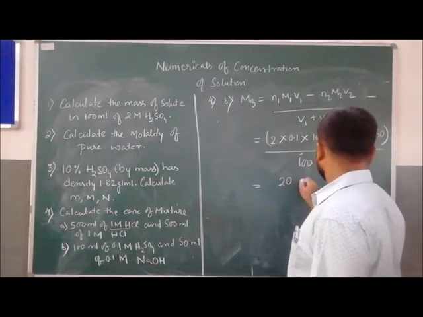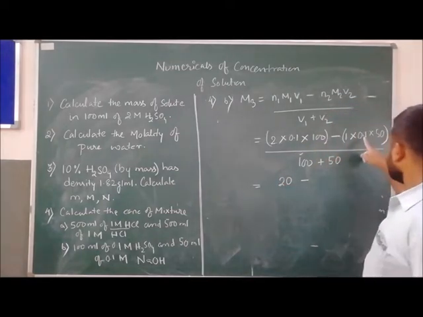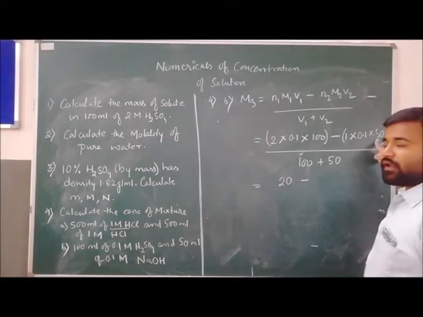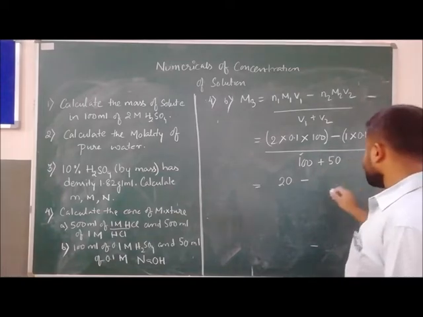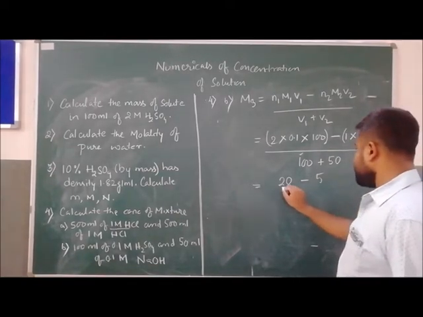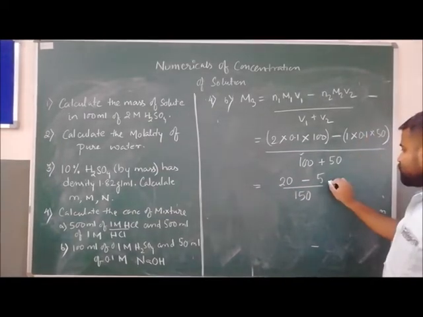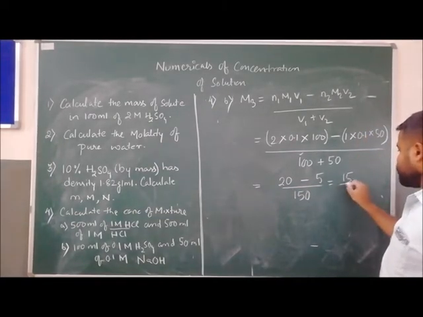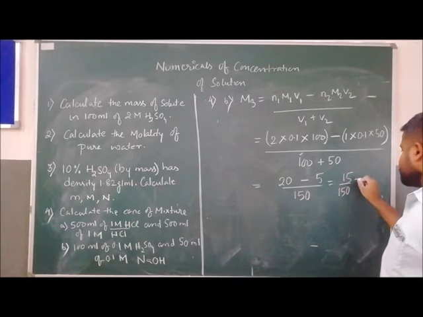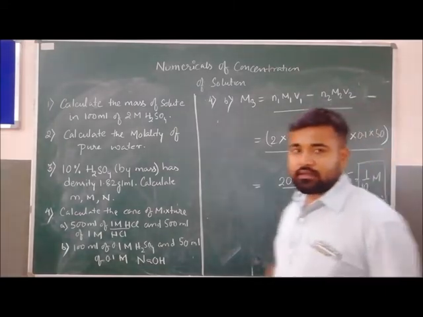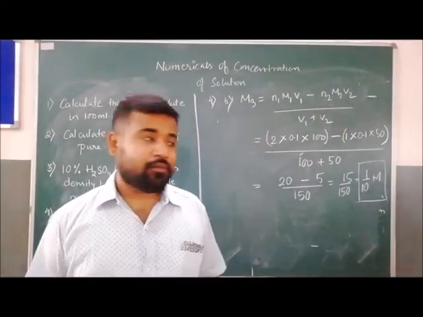20 minus, so here 0.1 into 50, it is 5. 20 minus 5 by 150. So 20 minus 5 is 15 by 150, that is equal to 1 by 10 molar. So this is the answer of the second part.